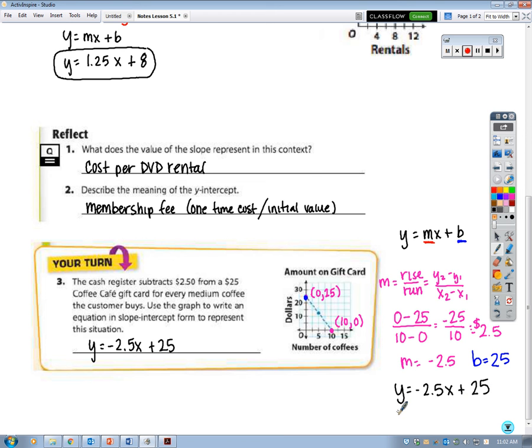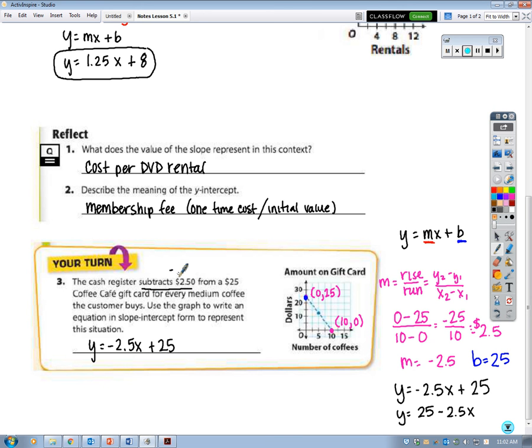Now, you could also write this y equals 25 minus 2.5x, saying that you're starting out with a $25 card, and every time you buy a coffee, it is taking $2.50 off that card, because x represents our number of medium coffees and y represents the value remaining on the card. So that could be a little confusing, but this is a real world situation here. You want to determine how much money you have left on your card. You could have also just pulled that information from this situation.